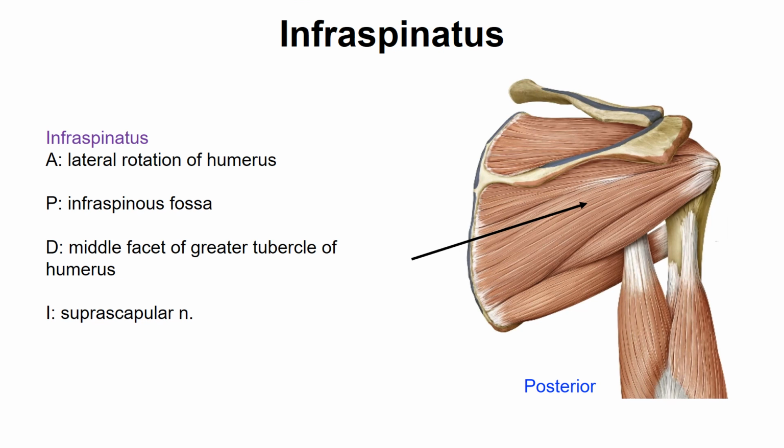Next, we have the infraspinatus, which is going to sit in the infraspinous fossa. It's going to go laterally, just like the supraspinatus did, and attach at the middle facet of the greater tubercle of the humerus, or the greater tuberosity of the humerus. So we're slowly moving from a superior to posterior type of attachment point. This is innervated also by the suprascapular nerve. So the infraspinatus and the supraspinatus are both innervated by suprascapular nerve. And it's going to deal with a lateral rotation of the humerus.